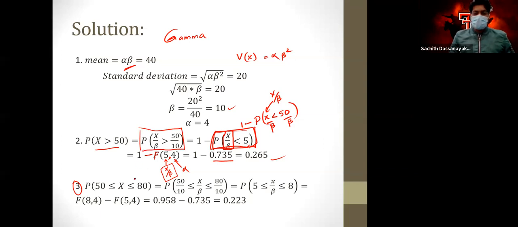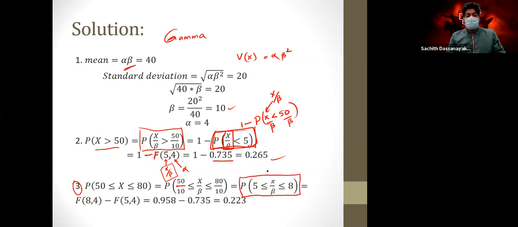Divide each term by beta. So beta is 10. Like this, you can see 50 over 10 is less than or equal to x over beta, which is less than or equal to 80 over 10. The 10 here is beta. Once you do that, you can simplify what you need like this.